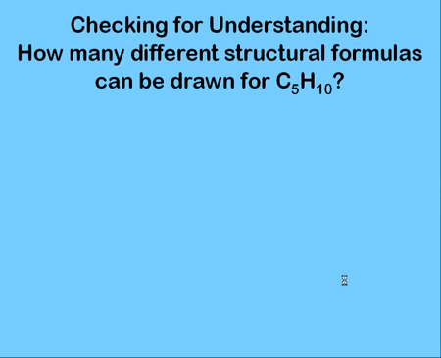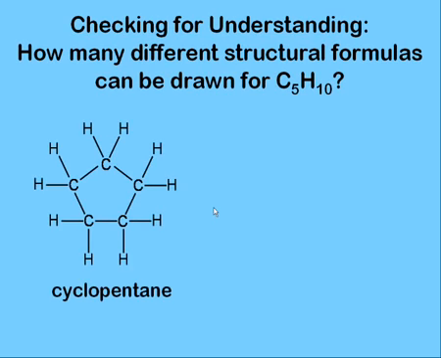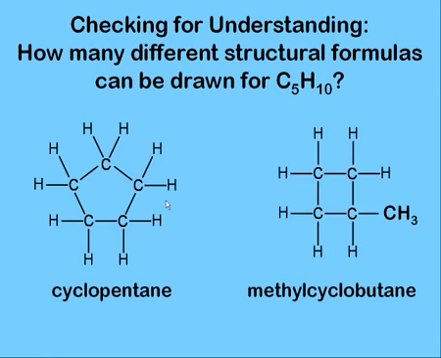Is there any other type of butene molecule? Yes. There's 2-butene, and we're going to put the methyl group on carbon 2, and that's the only other possibility of having double bonds. Now on to cycloalkanes. There's cyclopentane with 5 carbons connected in a ring. If instead of 5 carbons you have 4 carbons in a ring, you could have 1 methyl group, and the name of that would be methyl cyclobutane.